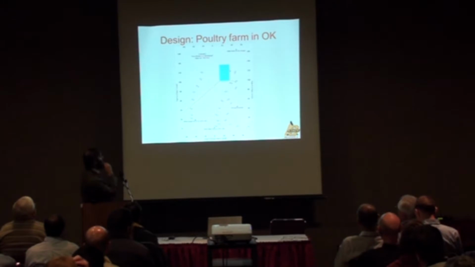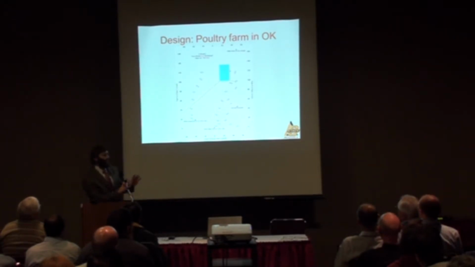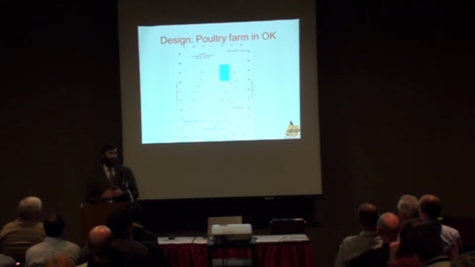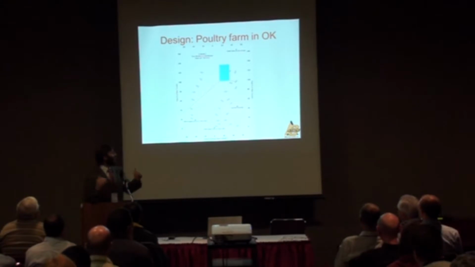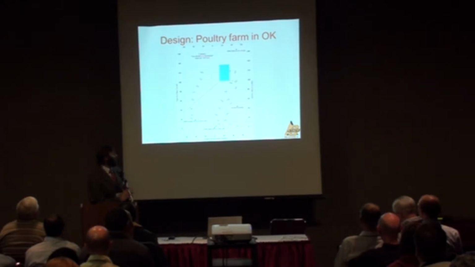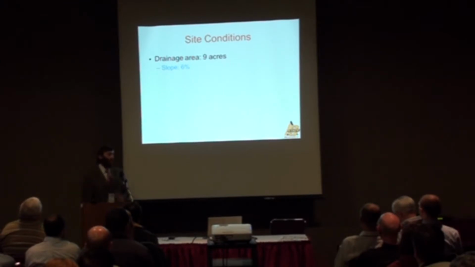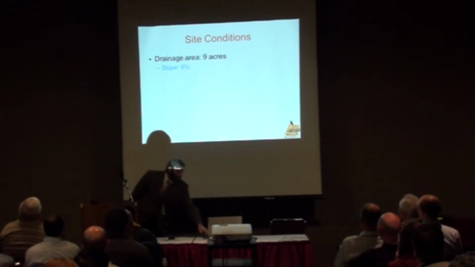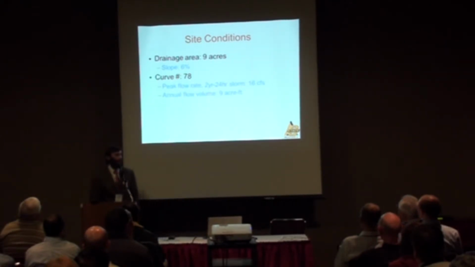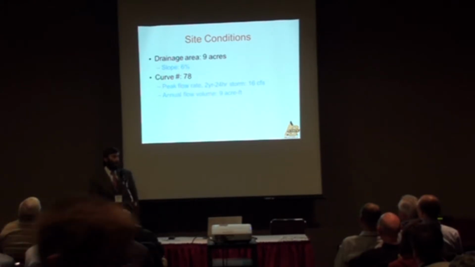In the topographic map, the lines don't show up very well, but the blue box shows where the structure was actually built, and those orange lines show the berms that we built to channel the water in that small watershed and deliver it directly into the structure. The drainage area that drains to this particular structure is about 9 acres. Slope was about 6% on average. Curve number was 78. The peak flow rate for a 2-year, 24-hour storm is predicted to be 16 cubic feet per second, and the annual flow volume is about 9 feet.